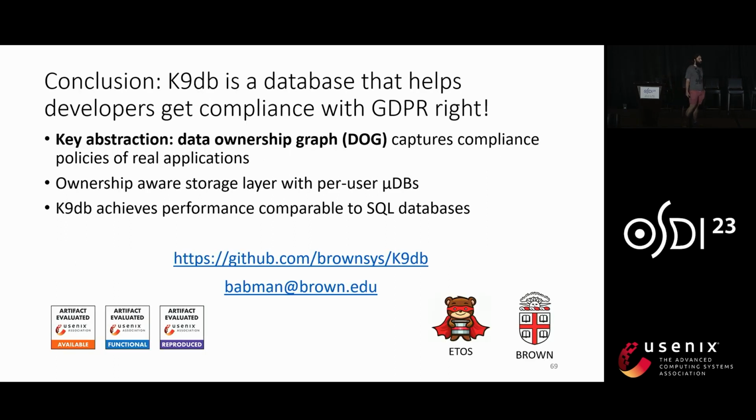In conclusion, K9db is a database that provides built-in support for compliance with GDPR and other privacy laws. K9db relies on the DOG, the data ownership graph, which is its key abstraction that captures the compliance policies of real web applications. And it also relies on its ownership-aware storage layer, which organizes data into per-user microdatabases.